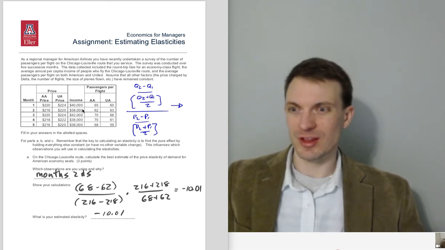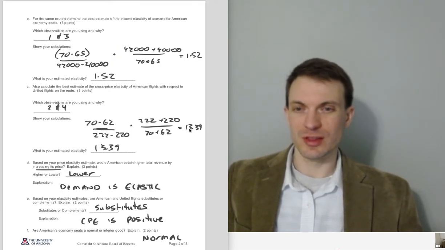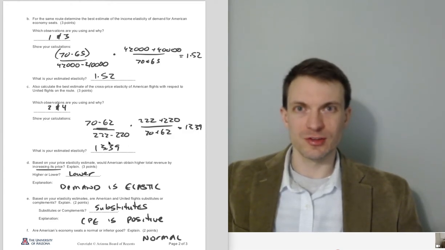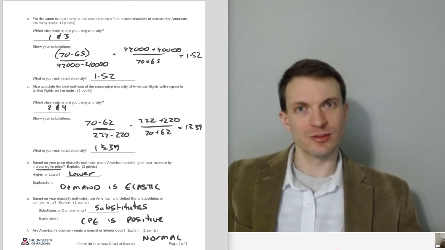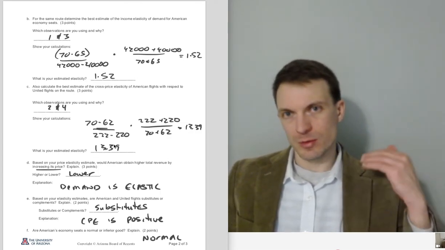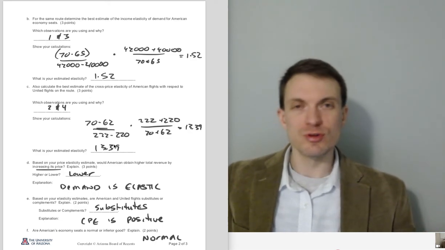We need income to stay the same. Yeah, it has. 38,000, 38,000. Very good. And then it's just do this calculation. You get 13.39. And because the cross-price elasticity is positive, we know that these things are substitutes, right? So cross-price elasticity is positive when the percentage change in price of the rival's good and the percentage change in quantity of our good move the same direction.